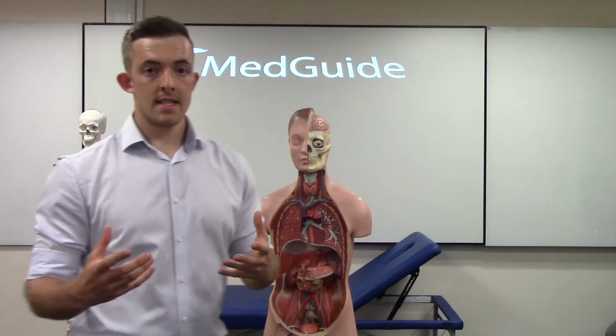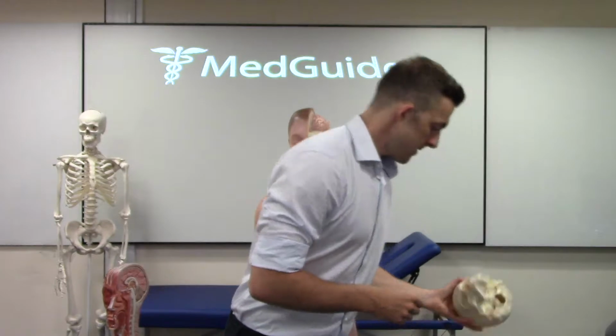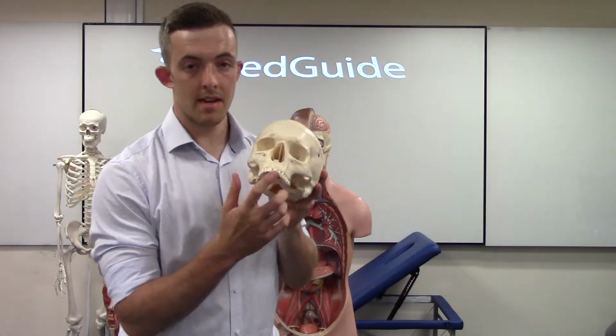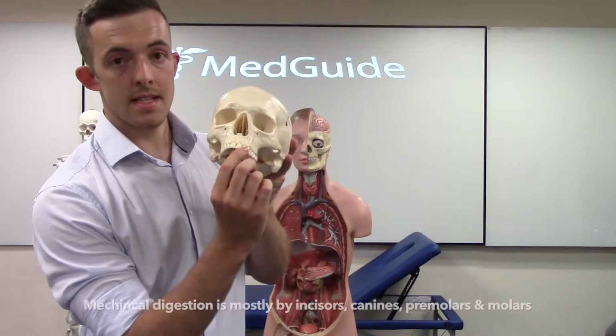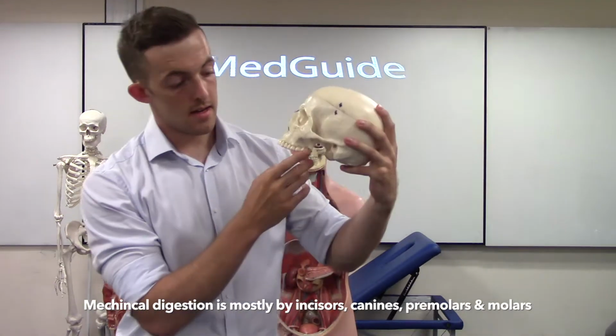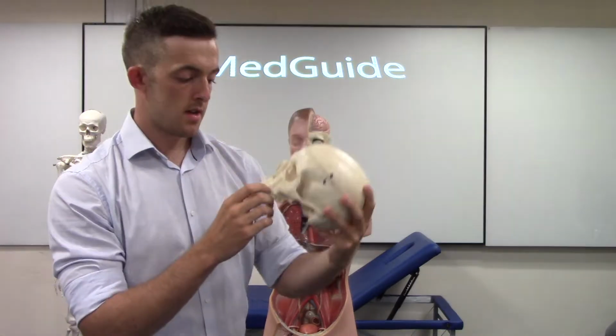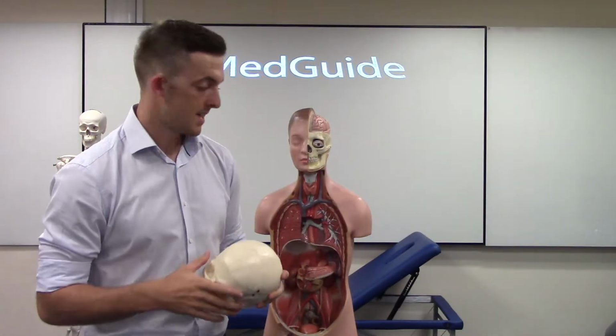So there's two ways in which food is digested by our oral cavity. Firstly, mechanically by our teeth. So our incisors and our canines are used to rip and tear food, and our premolars and molars are used to grind and chew food. And chewing is known as mastication.